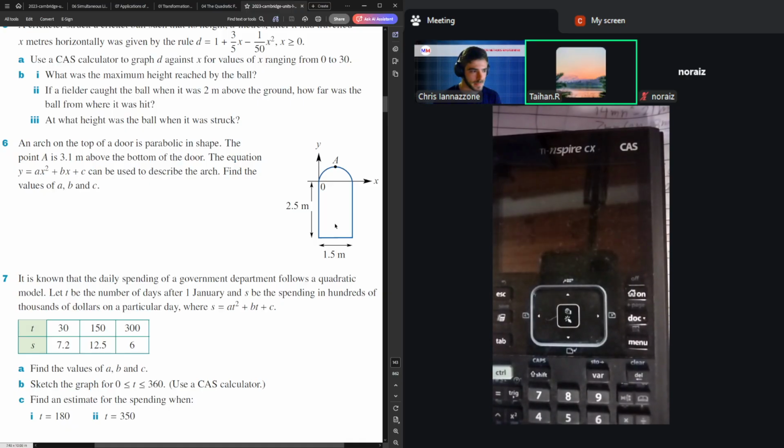You know that the y coordinate of the vertex, which is point A, would be at 0.6, possibly. Let me just double check. How did you get 0.6? Yeah. Because if point A is 3.1 meters above the bottom of the door, and you already have the measurement for 2.5 meters on the side. Yeah, precisely. So this portion's 2.5, and to make it up to 3.1, you've got a remaining 0.6. So yeah, the y coordinate of the vertex is going to be 0.6. That's its height. That's really good.